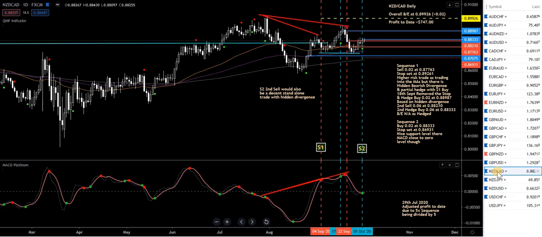New Zealand CAD, this is one I did mess up. Now, I started sequence 1 with a sell in here. So there's a sell because it was based on the hidden bearish divergence, which as you can see there, I hedged it. Then I took a second sell. Now this came down, the overall break-even level was in here, and there's probably enough here on the MACD Platinum. This faint blue line was through the zero level. I probably should have looked at closing that out. Just take the break-even and be done with it.